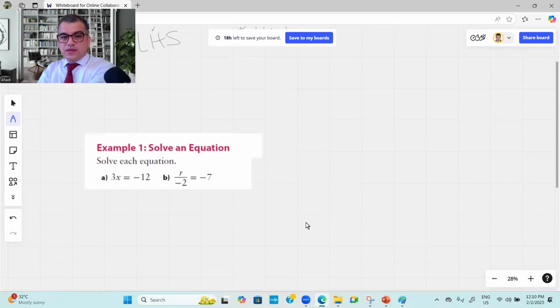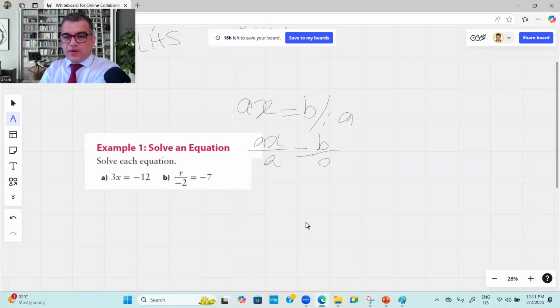We said one-step equations generally have this form, ax is equal to b. To solve this, we divide both sides by a. So we get ax by a is equal to b by a, right? From here we can write x is equal to, this a cancels with this a, and on the right side we have b by a. This is the answer of this equation.